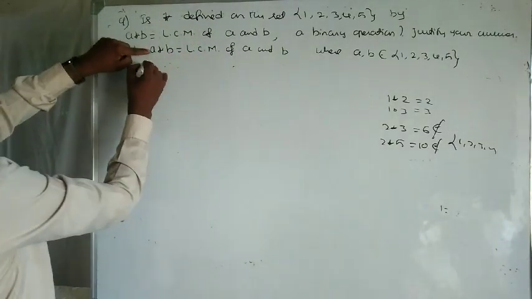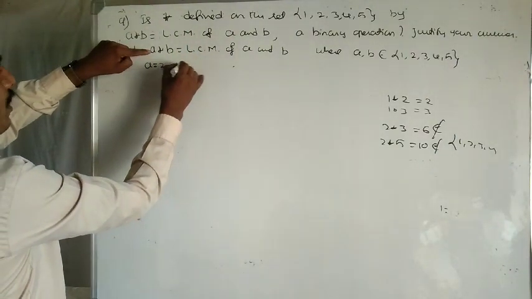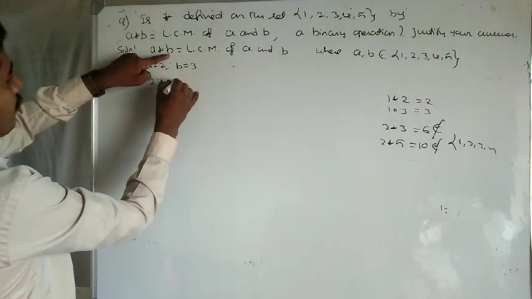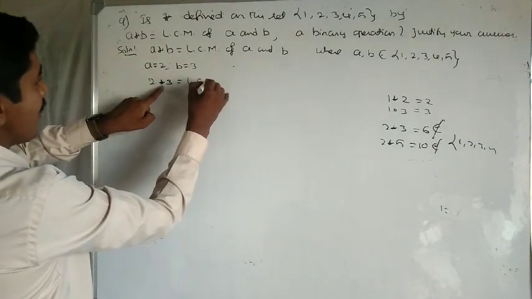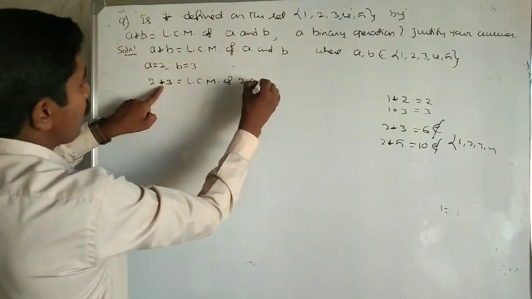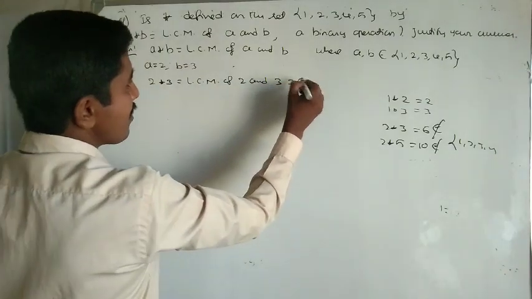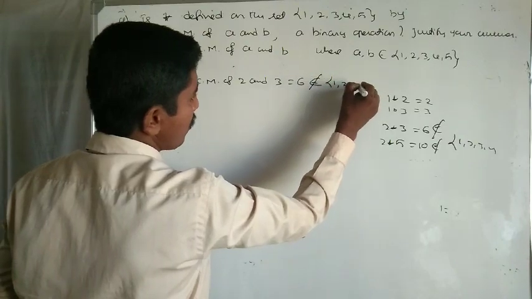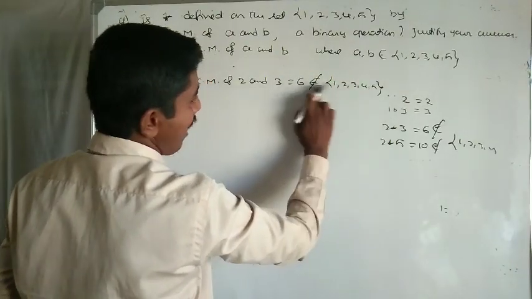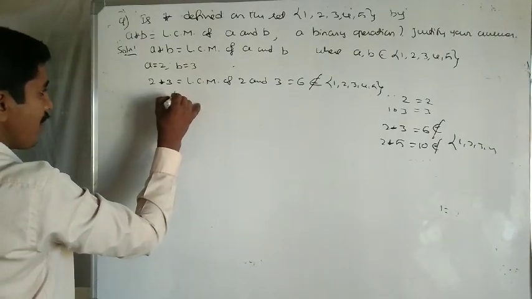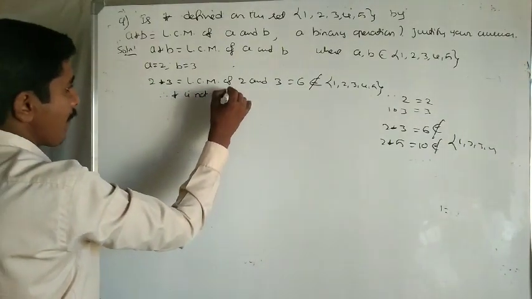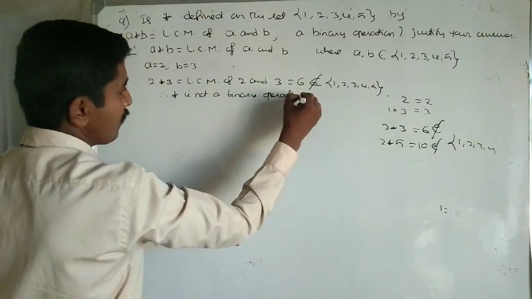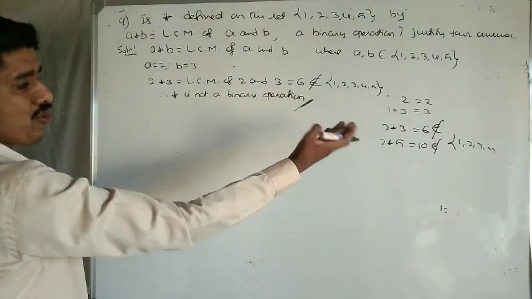So here I am taking A equal to 2, B equal to 3. 2 star 3 is the LCM of 2 and 3, which is 2 into 3, 6. 6 doesn't belong to the given set 1, 2, 3, 4, 5. 6 does not belong to the given set, therefore star is not a binary operation. That's it. Or you can take 2 star 5.